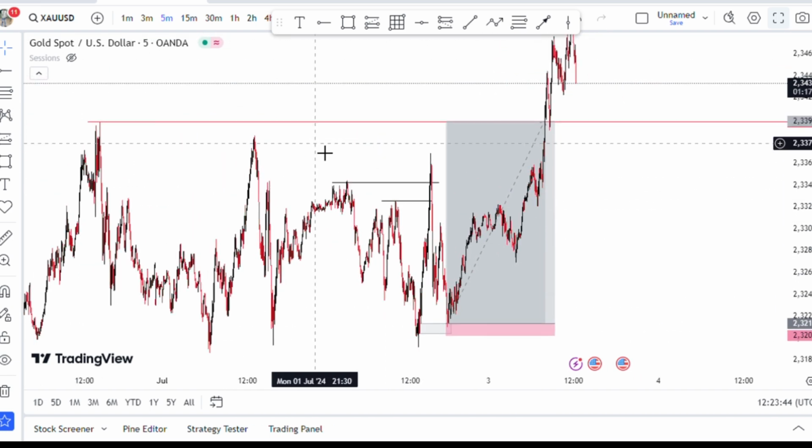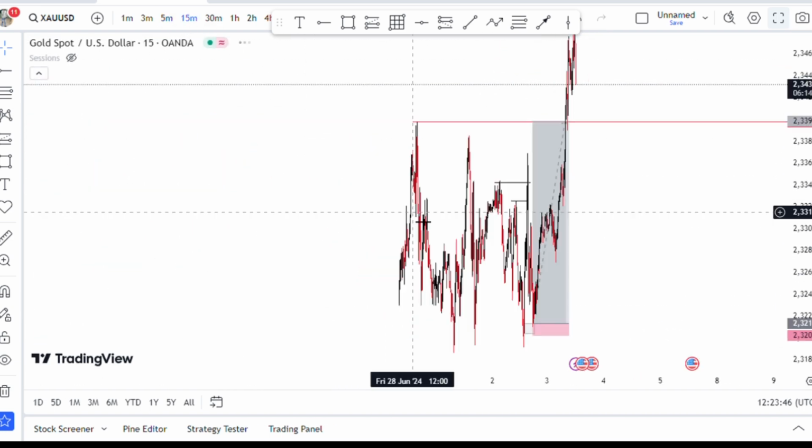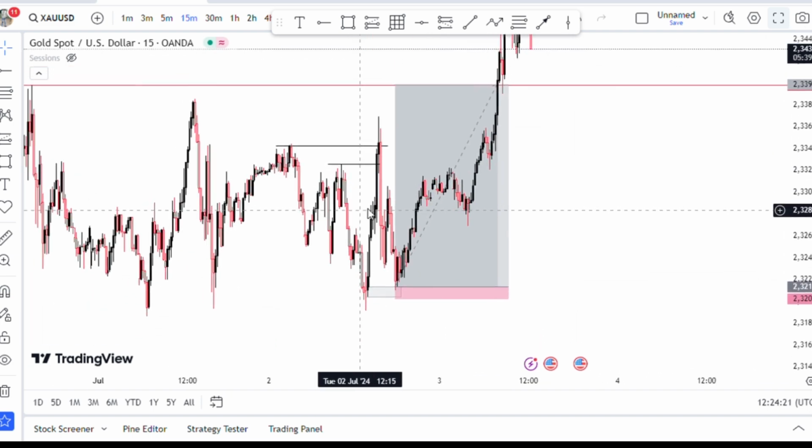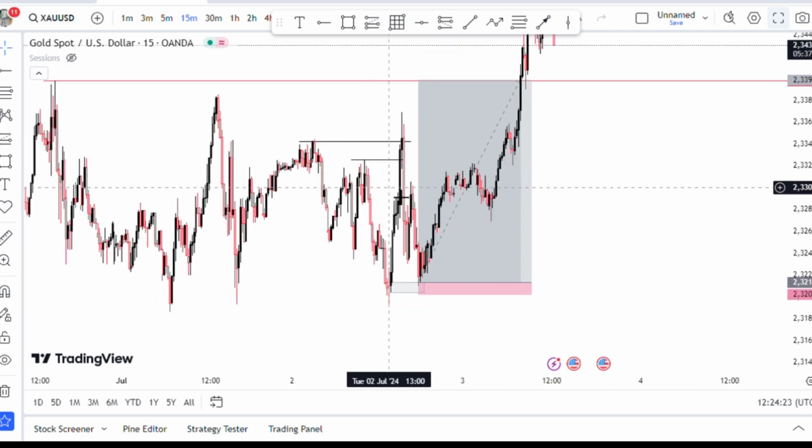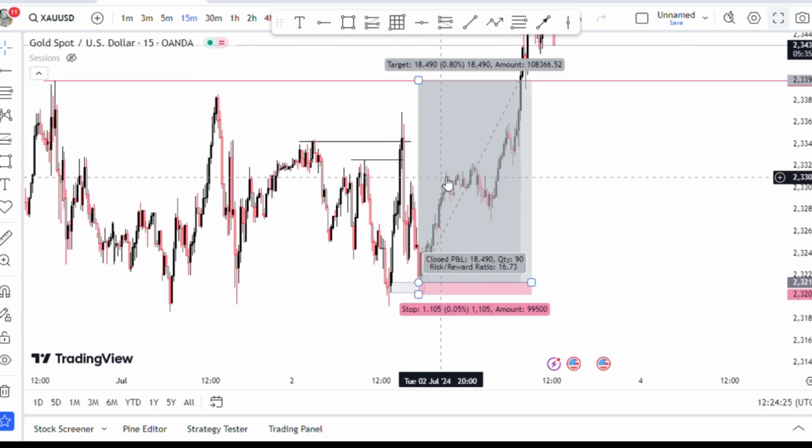So this is how I was able to catch this particular movement. So let me go back to the 15 minutes time frame. So this 15 minutes time frame. Right now I believe you should be able to see a setup like this. Next time you'll be able to know how to enter into the trade.